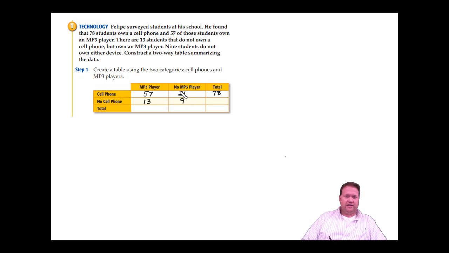And I know that I can add these up, and I'm going to get this total. 21 plus 9 is 30, and 57 plus 13 is 70. And that tells me right away that if I add this way, 70 and 30, I get 100 total students. And if 78 of them had a cell phone, that means these two numbers here have to add up to the other 22 that don't have a cell phone. And that's how you construct a two-way table.